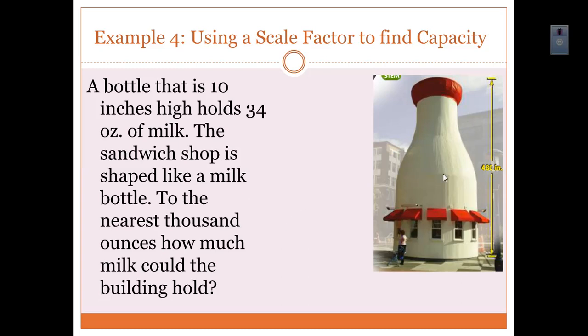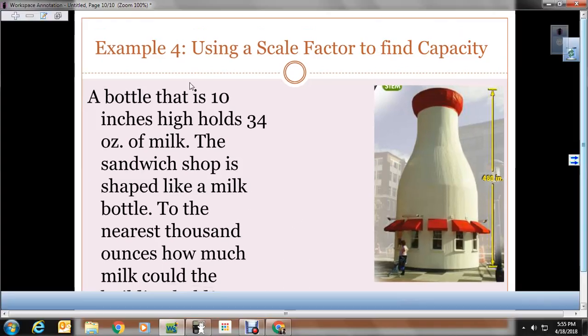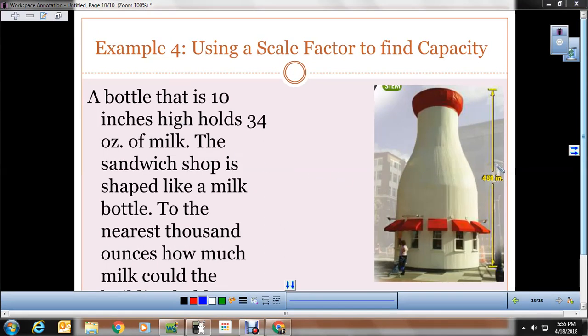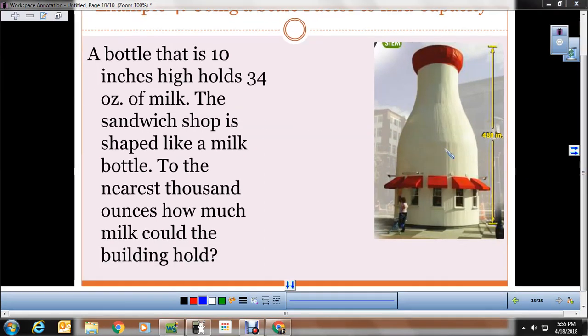So if we fill this up with milk, how much would it hold if a 10-inch bottle only holds 34 ounces? So we first got to find our scale factor. That's going to be our A over B. Since they only gave me 34 ounces, we're going to take our corresponding parts, which is the height of our bottle and the height of this bottle. That's going to be 10 over this bottle, which is 480 inches.